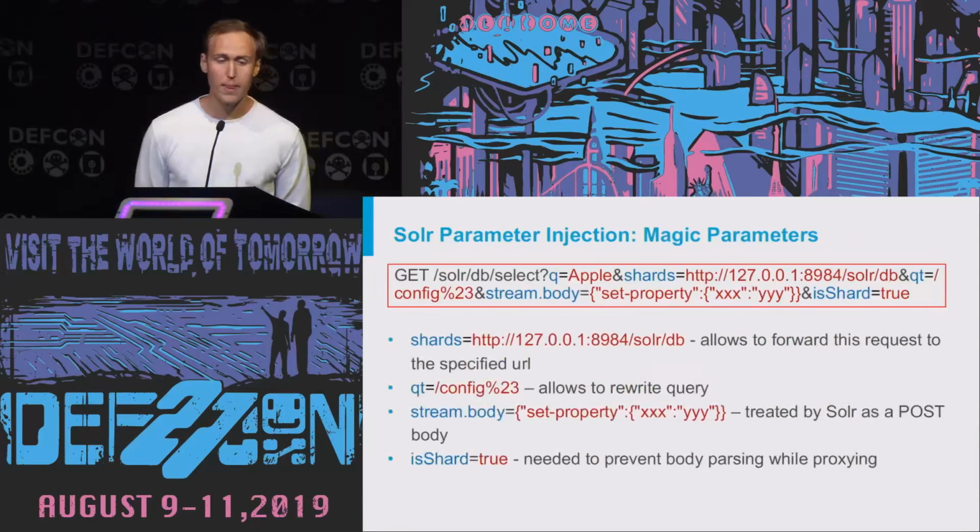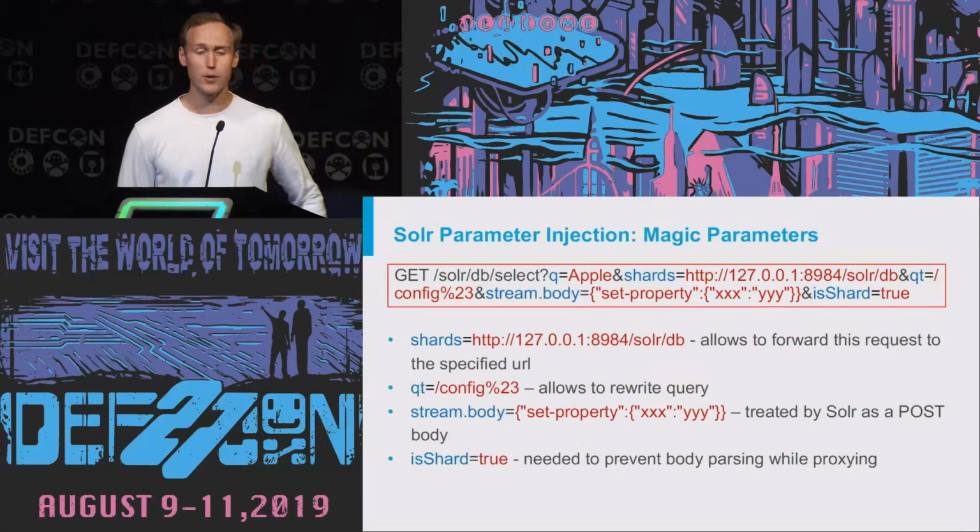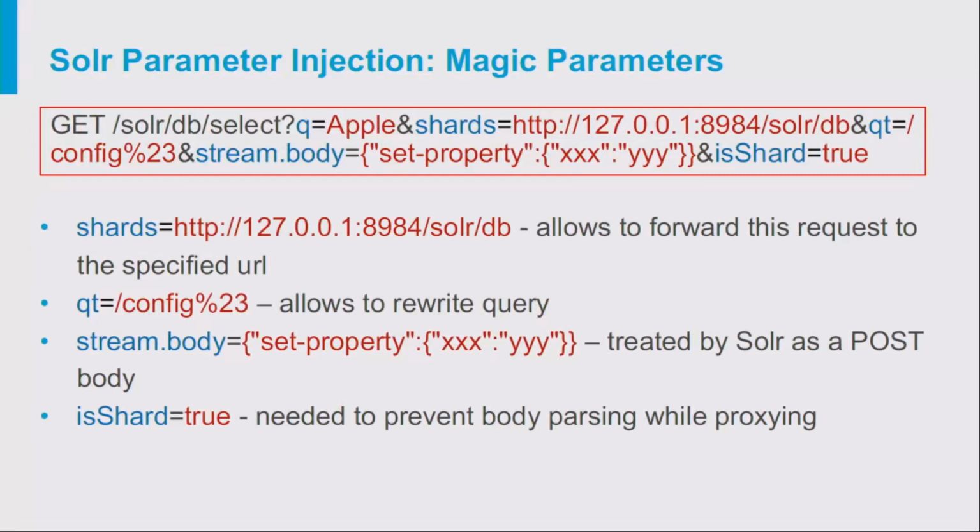But hopefully, Apache Solr has some sort of magic parameters that could allow us to completely rewrite the query logic and perform some magic. These parameters are meant to be used internal only, and basically by sending them, we're telling Solr not to process this request at all, but rather to redirect this request to the specified shard URL. And in the qt parameter and in the stream.body, we can completely rewrite the request URI or the stream body, and you might think about it as a very powerful SSRF vulnerability.